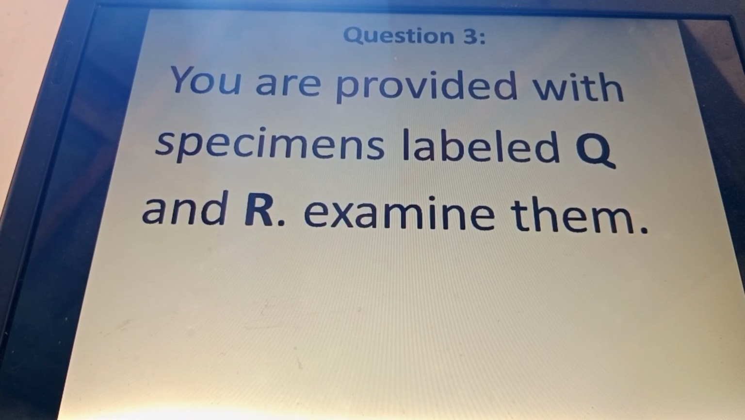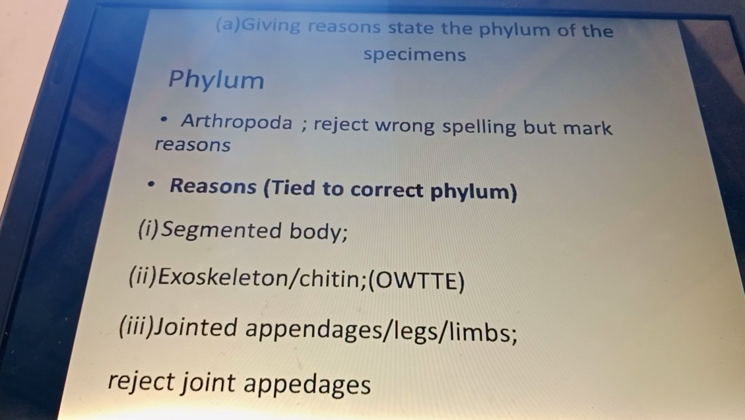Finally, we have question 3. You are provided with specimens labeled Q and R. Examine them. Giving reasons, state the phylum of the specimens.